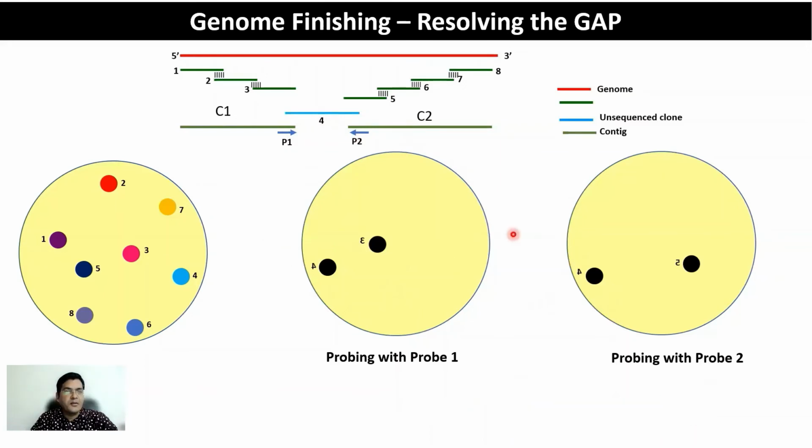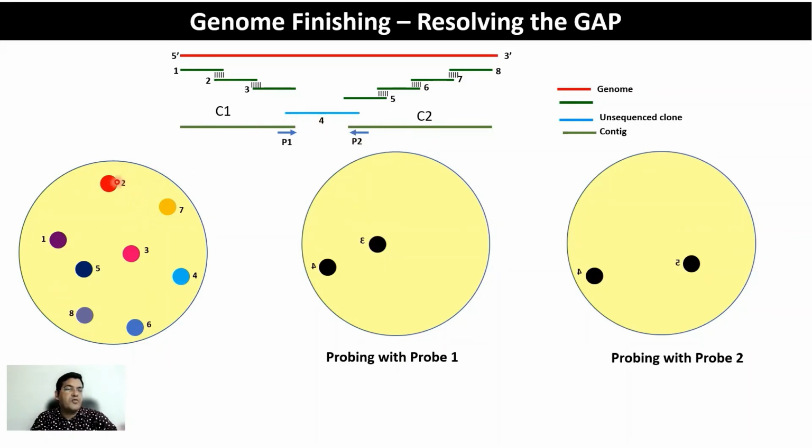Right. Another strategy to identify the fragment that connects contig 1 to contig 2 could be to use what is known as colony PCR, right? So you basically use primers P1 and P2 to amplify a piece of DNA coming from these colonies here, right?